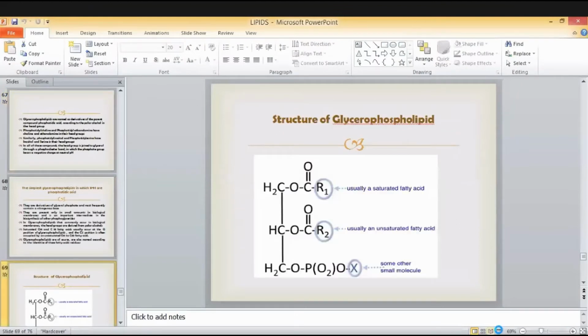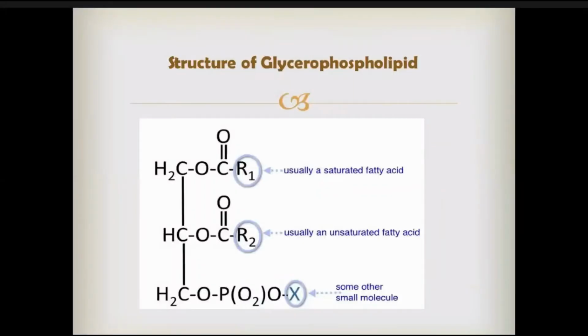We are talking about this structure. We said that if X is replaced by H, then it is known as phosphatidic acid, which is the parent compound of glycerophospholipids. If this X is replaced with H, then it is known as phosphatidic acid.